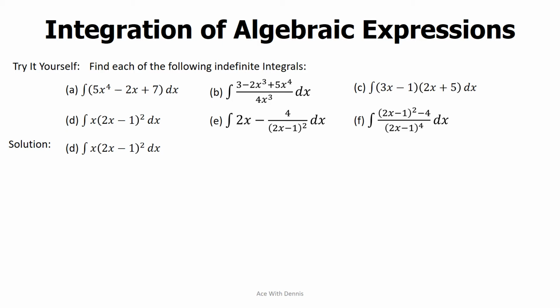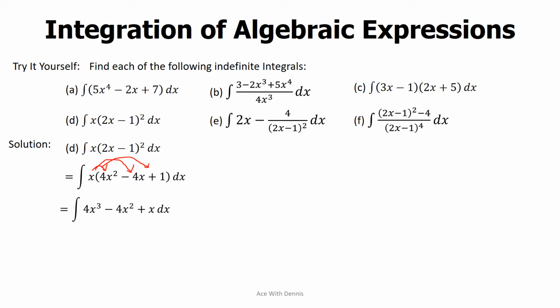Next, for D, integration of x bracket 2x minus 1 square dx, we can expand the bracket first, which we get integration of x bracket 4x squared minus 4x plus 1 dx. After that, we expand the x into the bracket. So we get 4x cubed minus 4x squared plus x dx. Now we can integrate them separately.